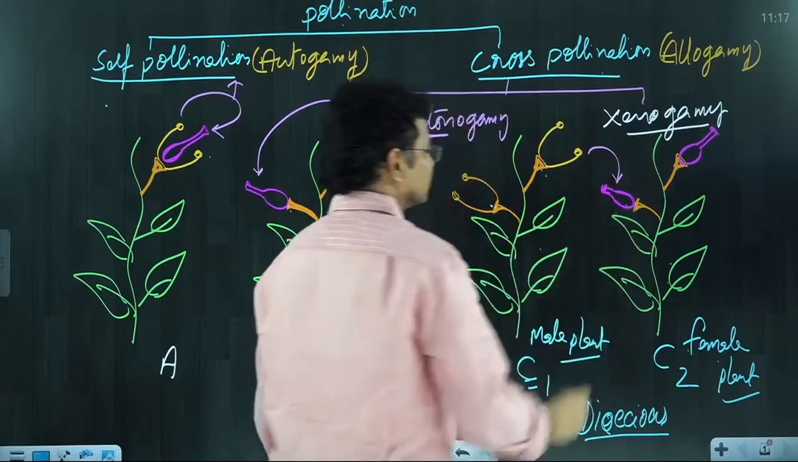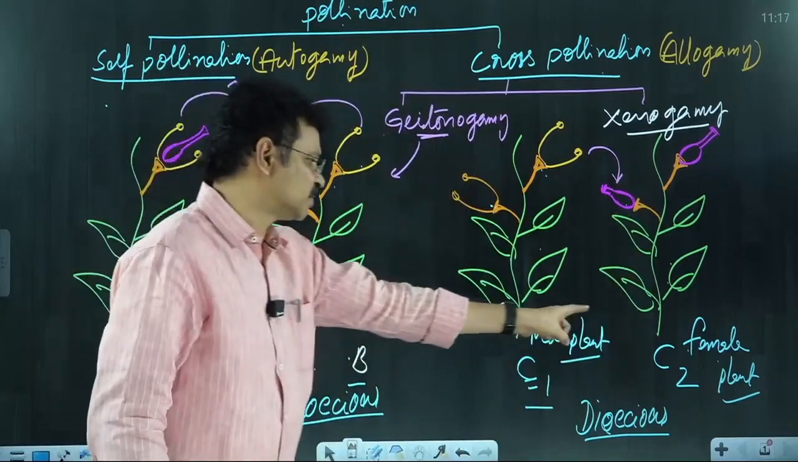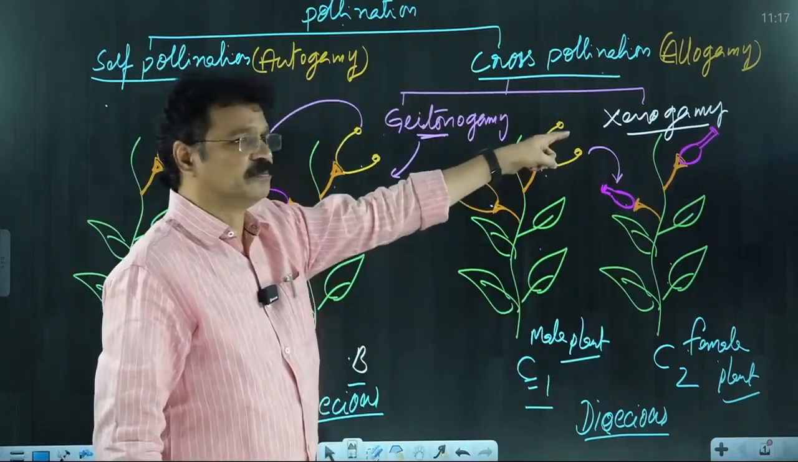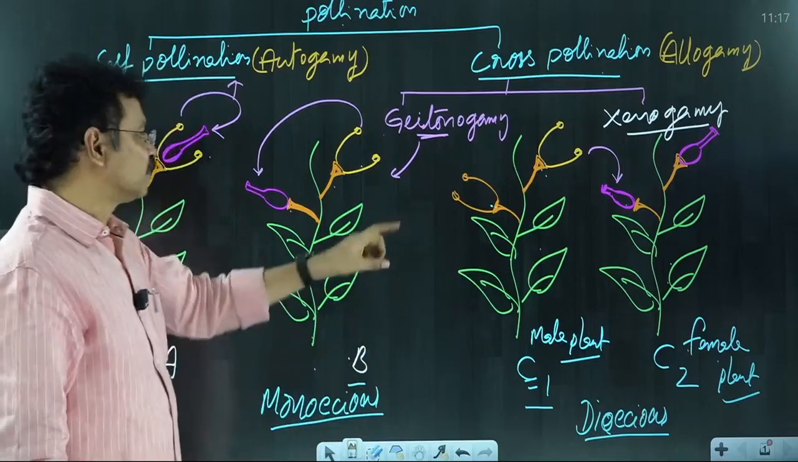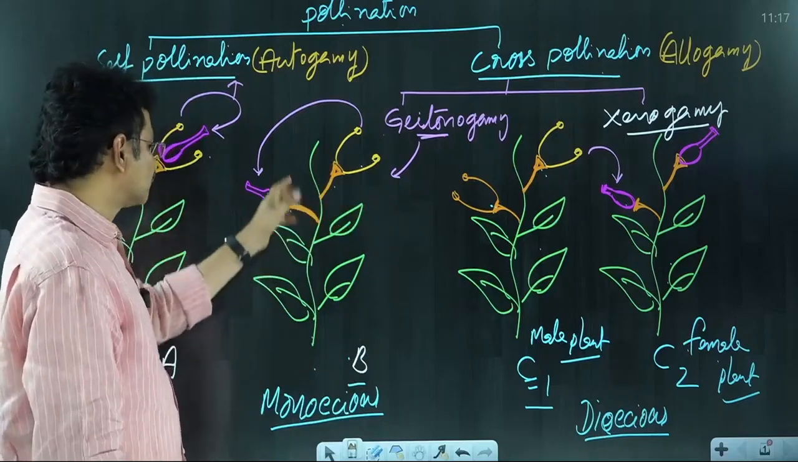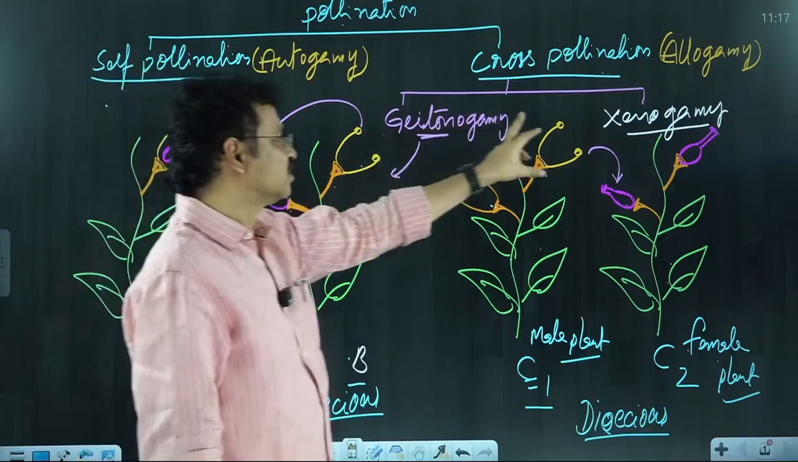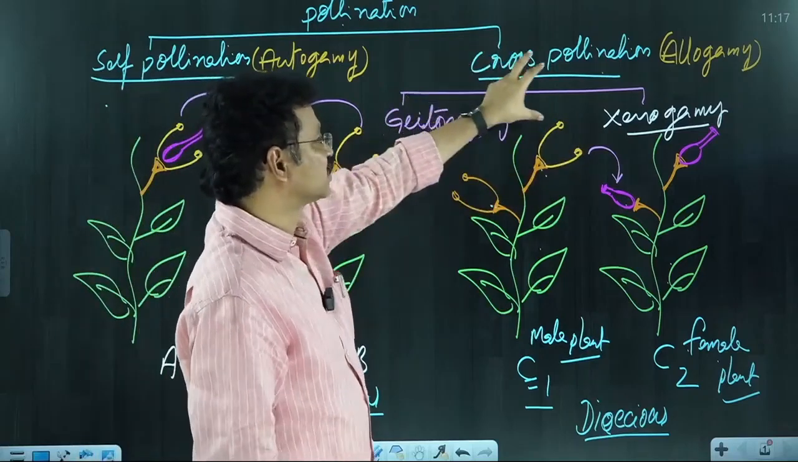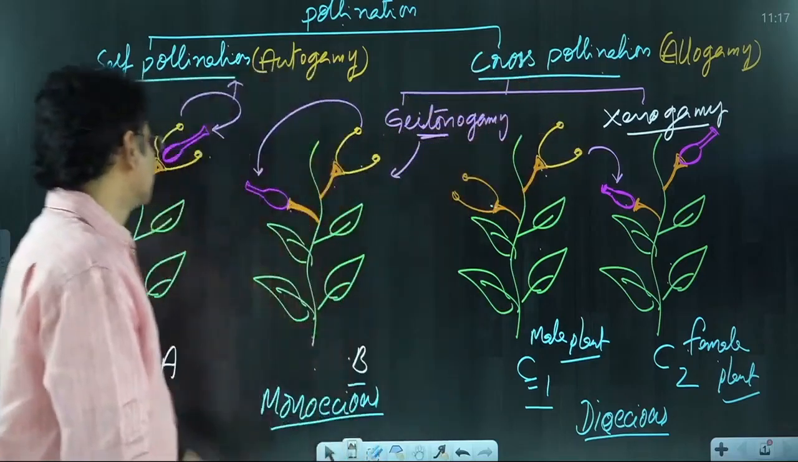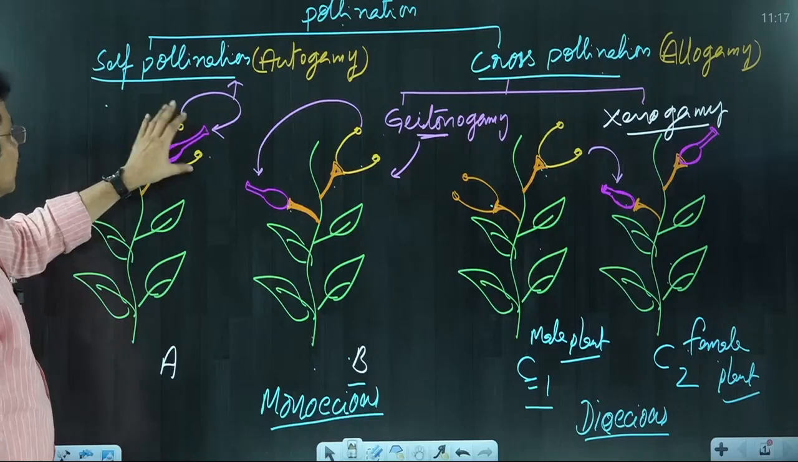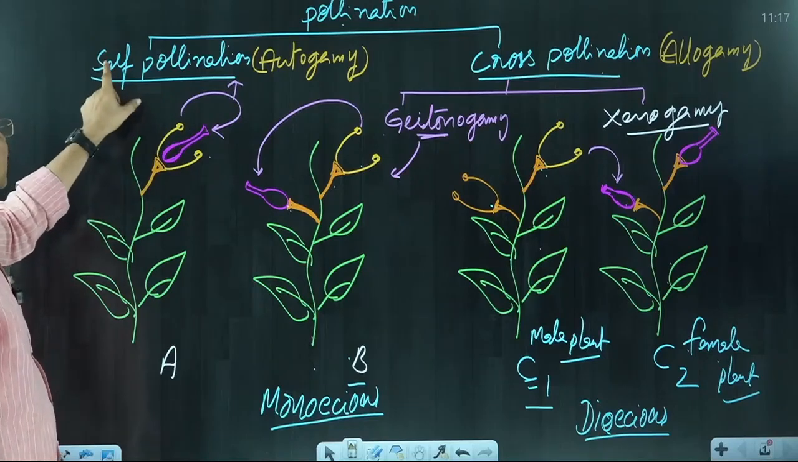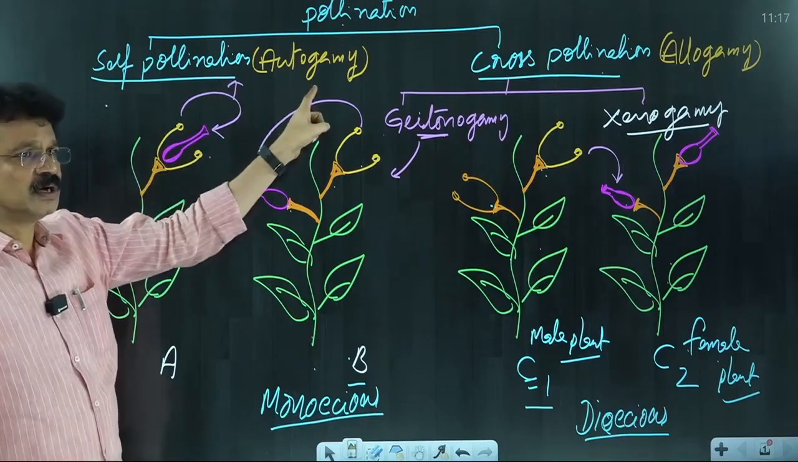Listen once again. If the pollination takes place between two plants of the same species, it is xenogamy. If the pollination takes place between two flowers of the same plant, it is geitonogamy. Hence, both geitonogamy and xenogamy are types of cross pollination, or allogamy. If the pollination takes place within a flower, it is self-pollination. Another name for self-pollination is autogamy.